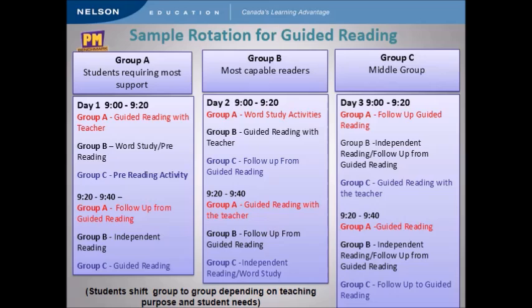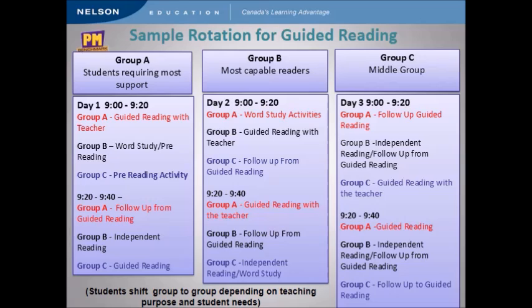This is a sample rotation for guided reading, and again, please bear in mind that it's one teacher's thinking about how they work with their guided reading groups. So you'll notice that this rotation is talking about the frequency with which you might meet with various groups. So in this teacher's classroom, the group A students are the students who require the most support, so they're the most struggling readers. The group B are the most capable readers in the class, and the middle group are the group C. So you'll notice again that based on the teacher's assessment using reading records and things like retelling and comprehension, this is how the teacher has looked at their students.